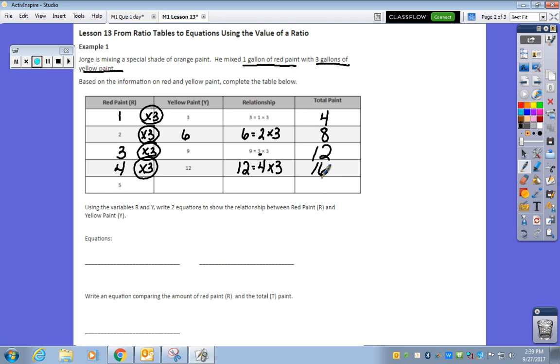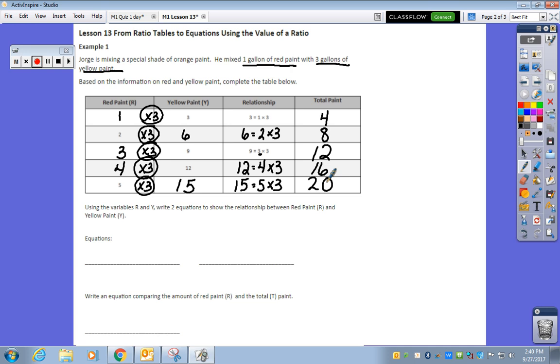Okay, so for the last one, we have 5 gallons of red times 3 to get 15 yellow. Down the yellow column, you can see we're counting by 3s. Our relationship, we got our 15 gallons of yellow paint from taking 5 red and multiplying it by 3. For our total paint, 5 plus 15 gives us 20 total gallons. Again, counting by 4s down the total column.